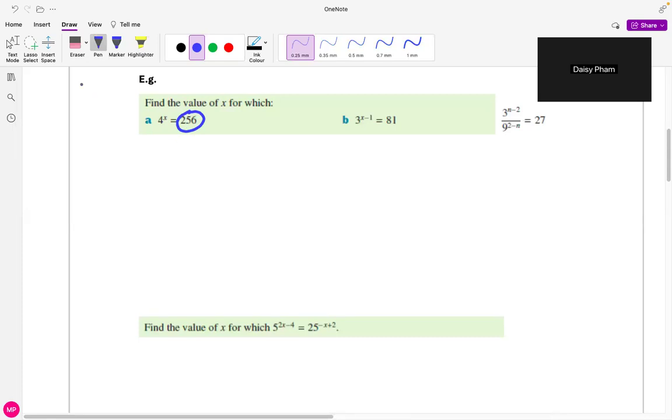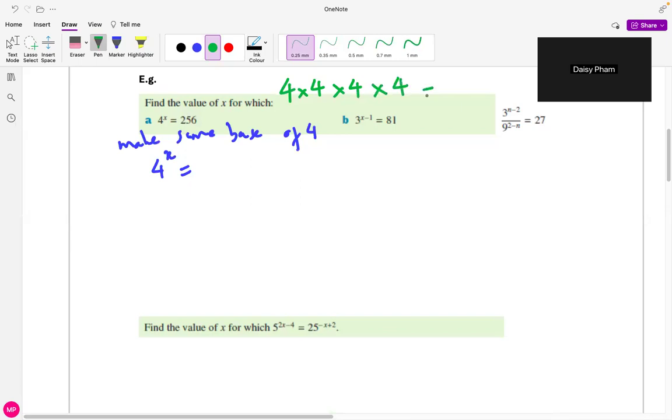256 can be 4 to the power of something, right? So the general strategy for this question is you're going to try to make the same base of 4. I have 4 to the power of x, I write on this side. Now think about 256, what is that as 4 to the power of something? 4 times 4 is 16, 16 times 4 is 64, and 64 times 4 is 256. So this one can be written as 4 to the power of 4. So 256, write that as 4 to the power of 4.